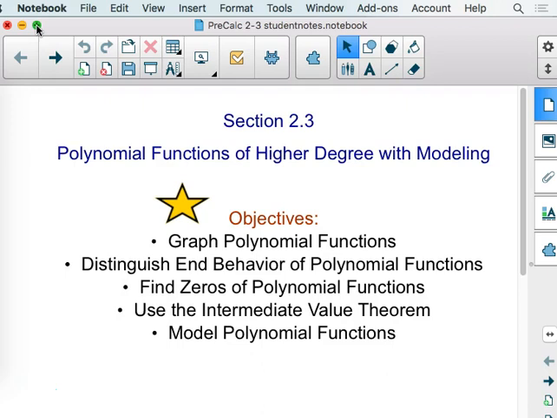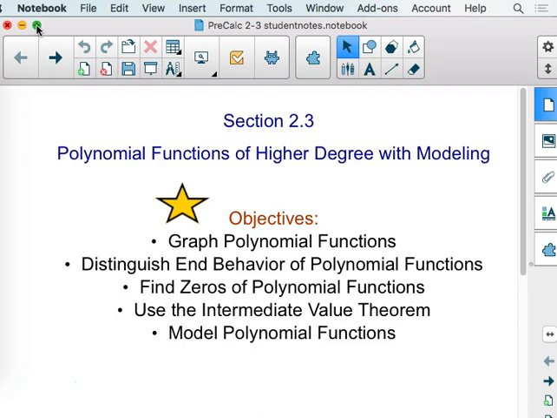Section 2.3 is on polynomial functions of higher degree with modeling. You studied this in Algebra 2. When we started talking about powers, we realized that something to a degree 3, degree 5, degree 7 always had the same end behavior. And we studied that if something had squared, 4th, 6th, 8th for its degree, those had the same end behavior. It just came down to, is it an S-curve when it's an odd degree, or is it going to be parabolic when it's an even degree?